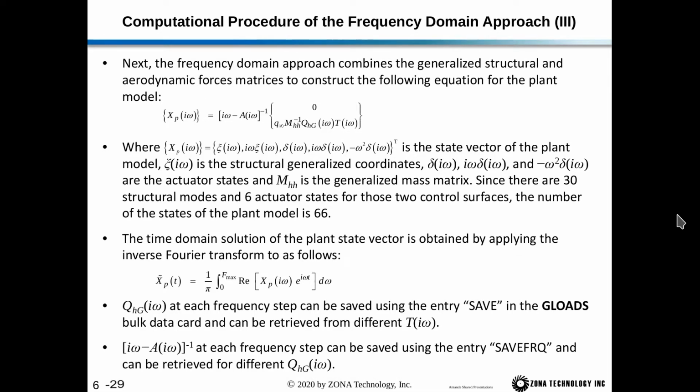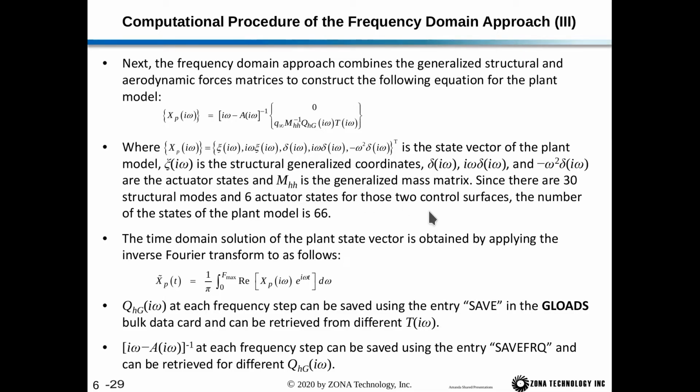So we're going to review here the computational procedure in the frequency domain approach. The frequency domain approach combines the generalized structural and aerodynamic force matrices to construct this equation for the plant model. Now XP is made up of Cc and delta, and that's the state vector of the plant model. Cc is the structural generalized coordinates, and then I omega times Cc would be the velocity. Delta is our actuator states.